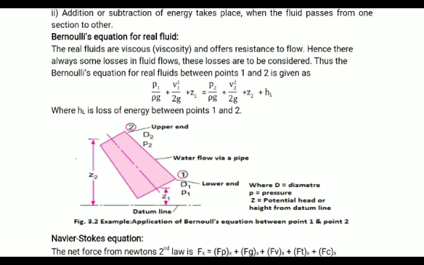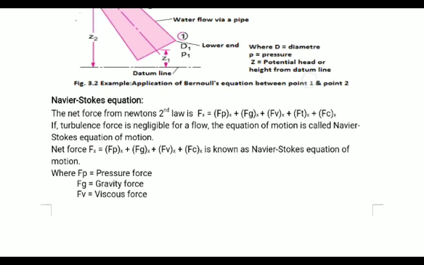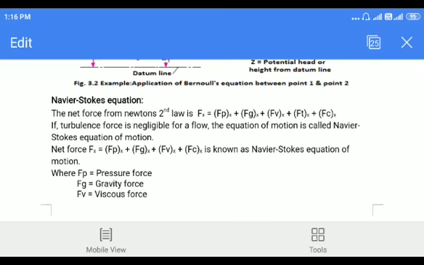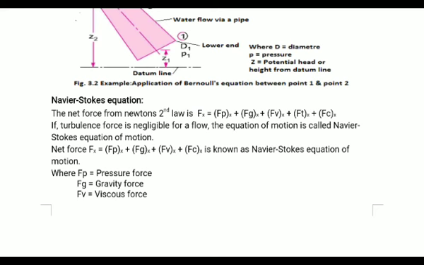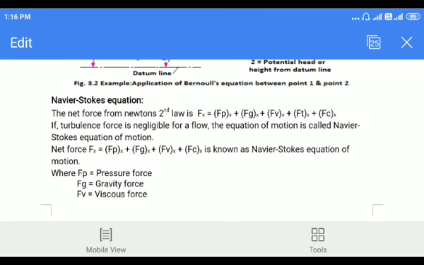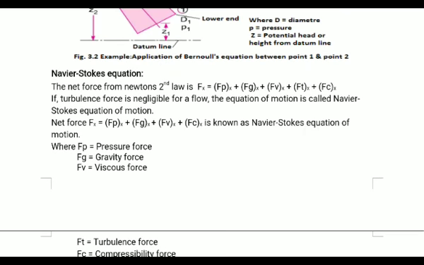After that we have the Navier-Stokes equation. We know that the net force from Newton's second law, Fx, is equal to Fpx plus Fgx plus Fvx, Ftx and Fcx. In the above equation, if you neglect the turbulence force, then the equation which we obtain is known as the Navier-Stokes equation.